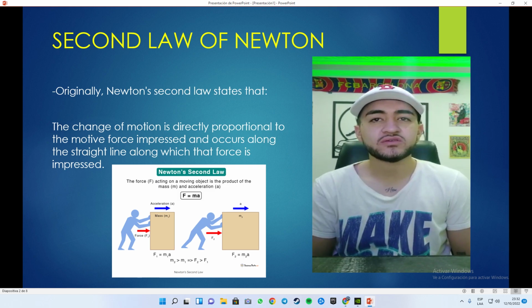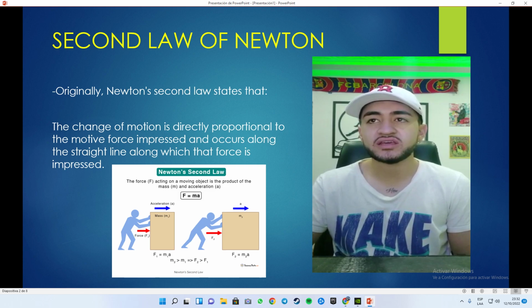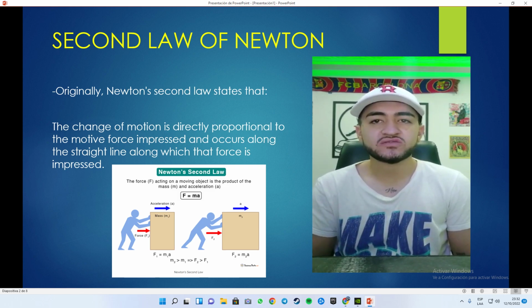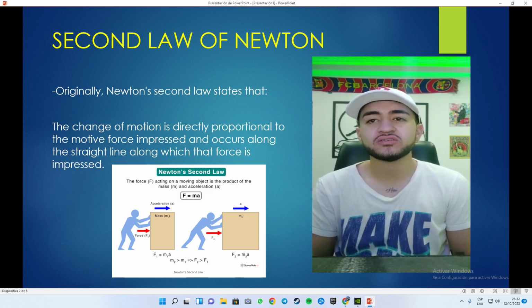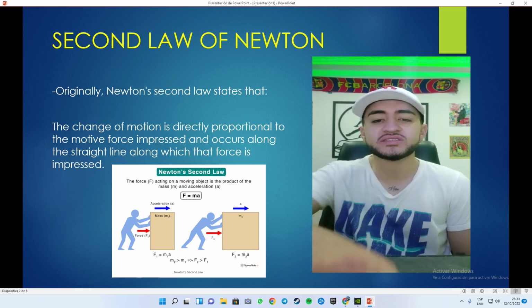The second law of Newton originally states that the change of motion is directly proportional to the motive force impressed and occurs along the straight line along which that force is impressed.